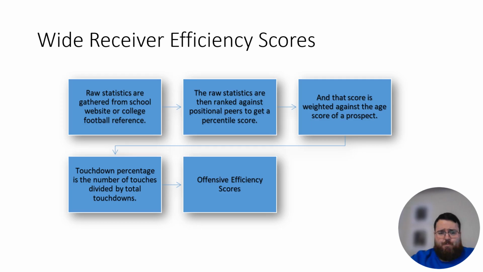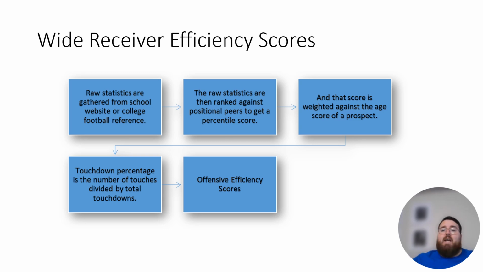Now, looking at wide receiver efficiency scores, same thing. Raw statistics gathered from a school website or college football reference. You take those scores, you rank them against positional peers to get a percentile score, and that score is weighted against the age score of a prospect. Touchdown percentage is the number of touches divided by total touchdowns, just to show you how that metric is done. And that gives you the offensive efficiency score. So this tells you how efficient they were.